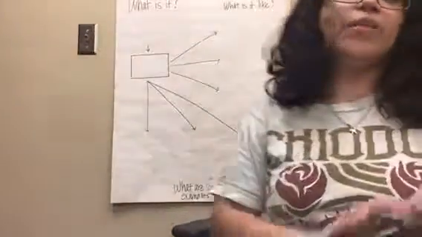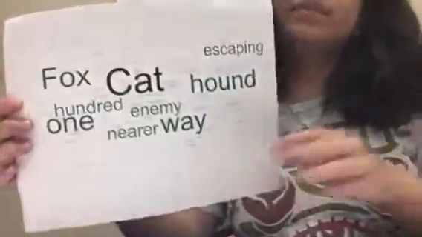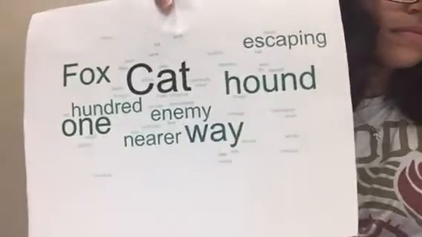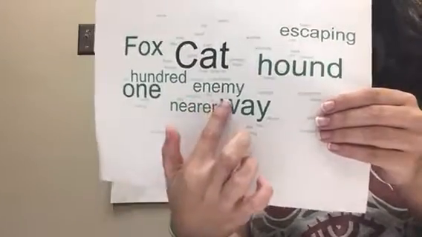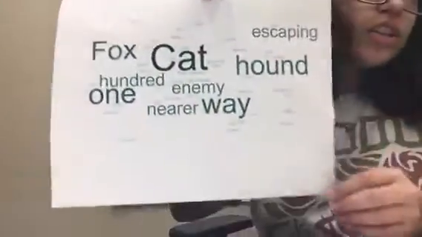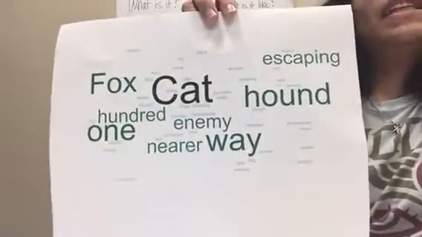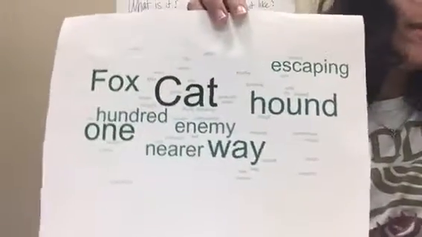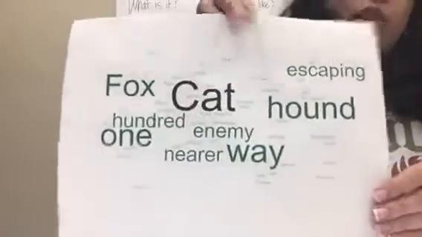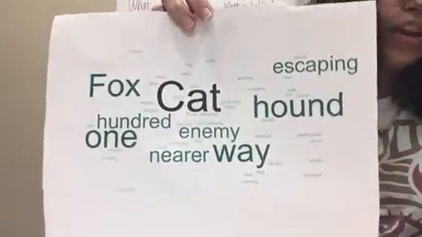So the next thing that we're going to do is a word cloud. And these are some of the words in the story, The Fox and the Cat. So there's fox, cat, hound, way, enemy, escaping. So who do you think the characters of this story will be? Cat. A fox. Well, it's called The Fox and the Cat, so we know that those two are our main characters.